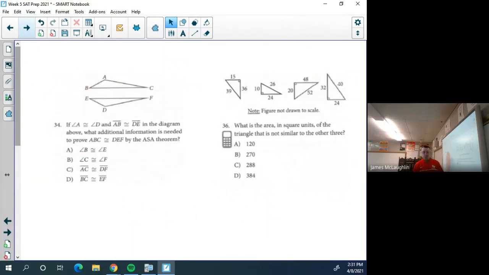All right, some more geometrical concepts here for you. And hit that pause button and try these next two.